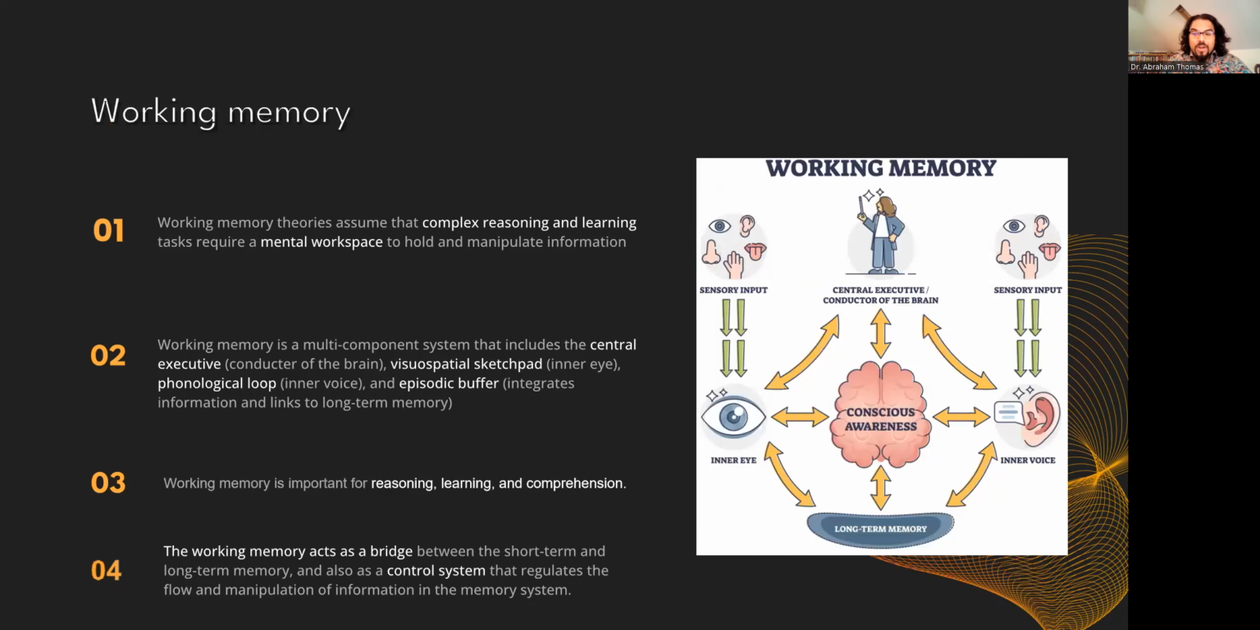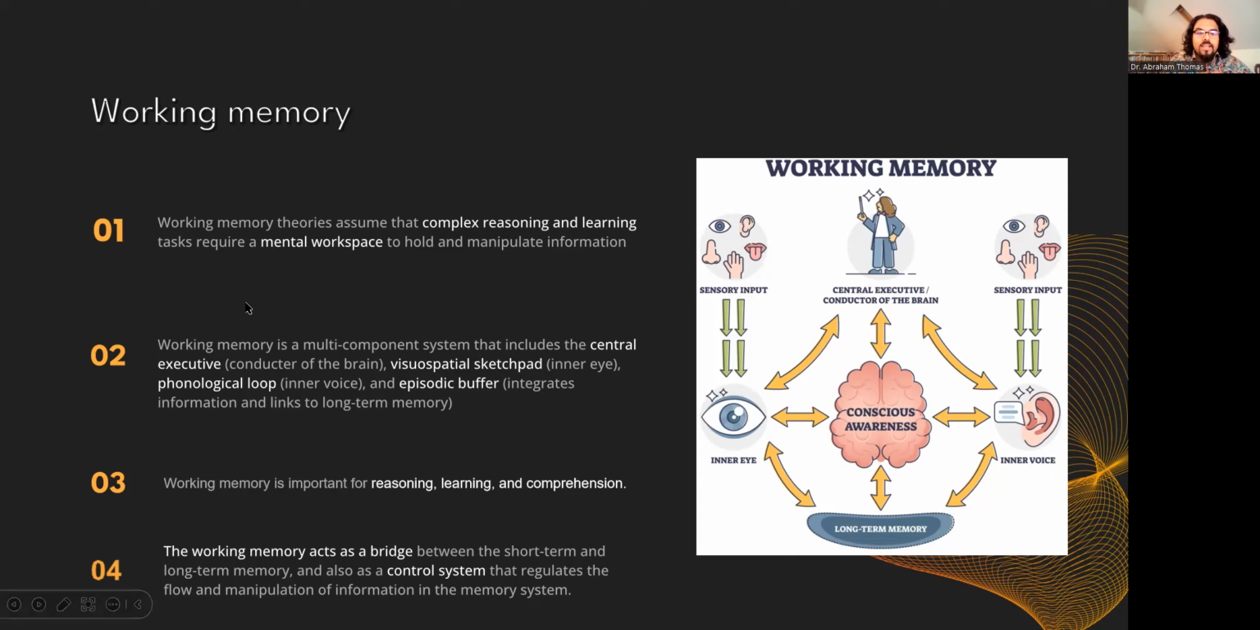Next, we'll be talking about working memory. And we've got this great illustration from Simple Psychology, thank you very much, where we talk about these components, right? So working memory theories assume that complex reasoning and learning tasks require a mental workspace to hold and manipulate the information. Think of it as the RAM of your computer, not your hard drive, where your random access memory has a very finite amount of memory compared to, of course, the hard drive, which is more akin to your long-term memory.